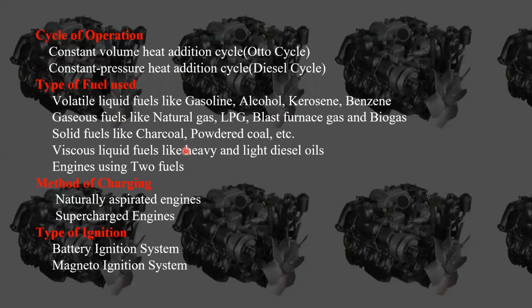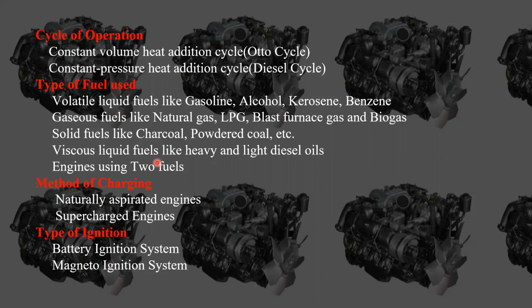Next coming to the viscous liquid fuels. These are going to be used in CI engines, nothing but diesel engines or compression ignition engines. Viscous liquid fuels are used in diesel engines, and volatile liquid fuels are used in petrol engines or SI engines. And viscous liquid fuels are used in CI engines or diesel engines.